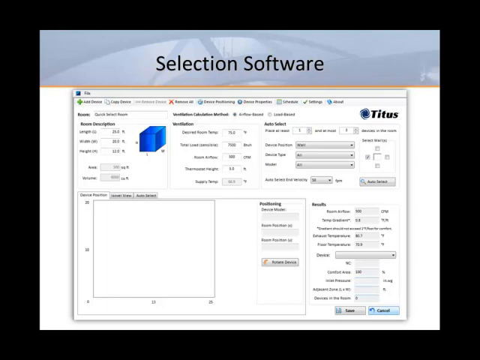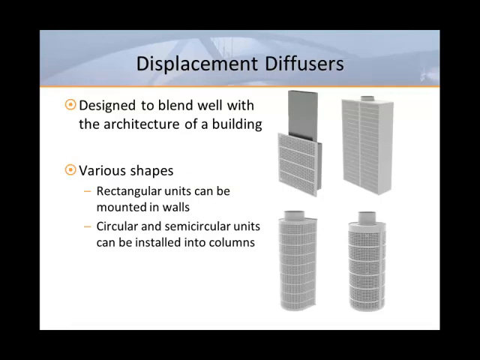Now back to the diffusers. In order to keep discharge velocities low, displacement diffusers tend to be large. Unlike overhead diffusers that drop into ceiling systems, displacement diffusers are typically located on low side walls. As you can imagine, this means that the architect and interior designer should be involved from the start in order to integrate these products into the design.